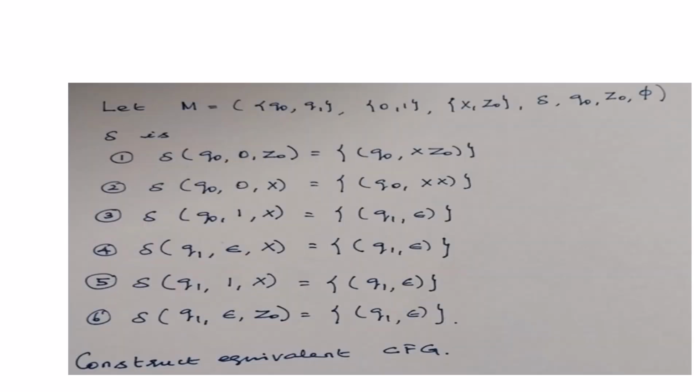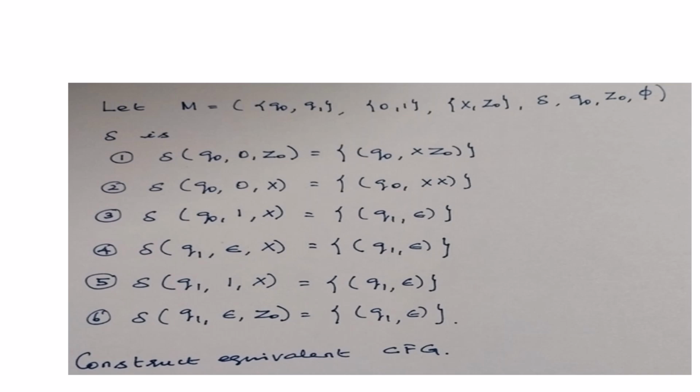So here we are going to convert the PDA to CFG. Given a push-down automata, we want to convert that into a CFG. So this is the example of the given PDA. We want to convert this into a context-free grammar.